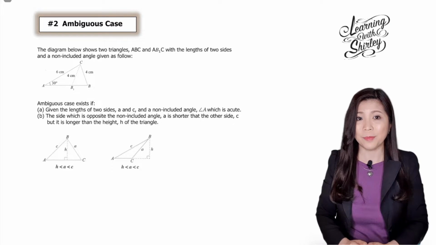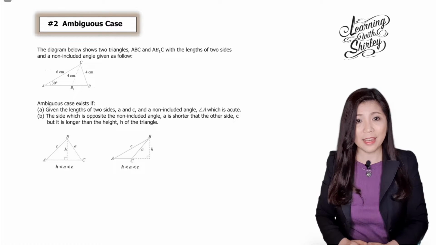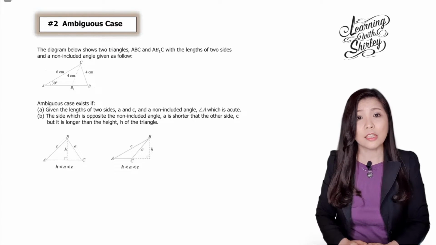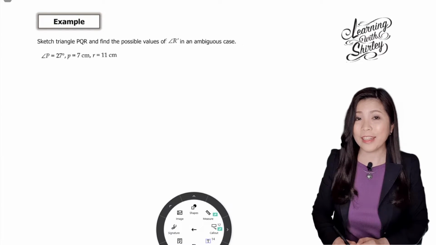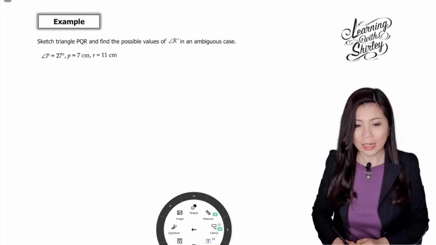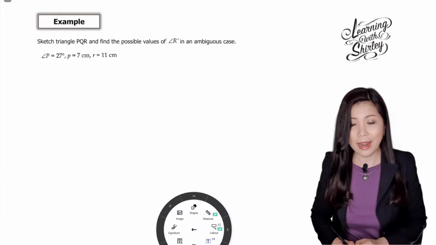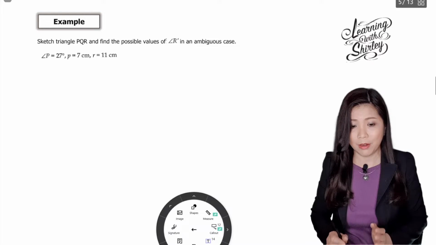Now let's look at the bottom. An ambiguous case exists if, A, given the lengths of two sides, a and c, and a non-included angle, angle A, which is acute, and B, the side which is opposite the non-included angle A is shorter than the other side, c, but is longer than the height h of the triangle. Now let's look at this example on ambiguous case. Sketch triangle PQR and find the possible values of angle R prime in an ambiguous case, given angle P is 27 degrees, p is 7 cm and r is 11 cm.